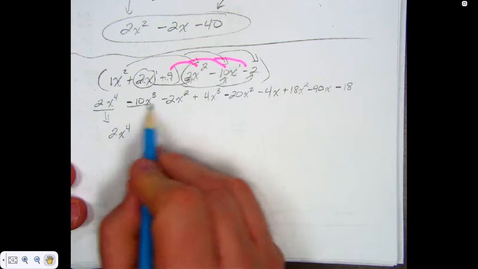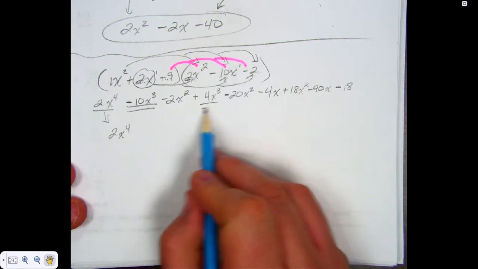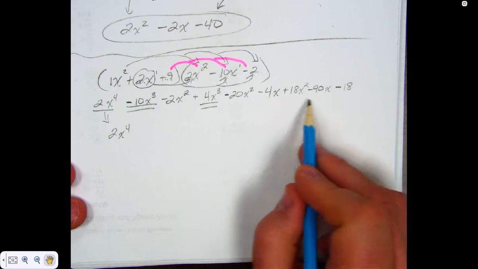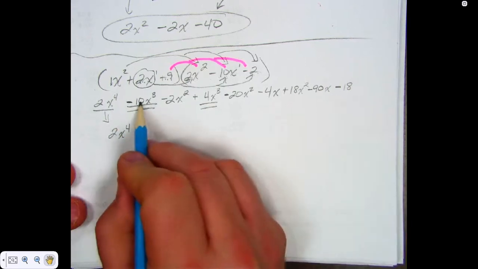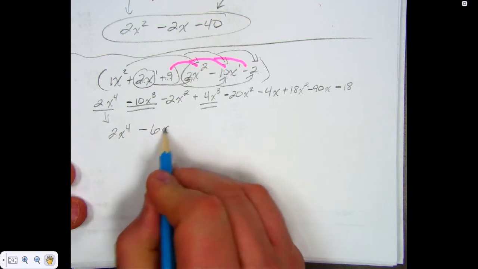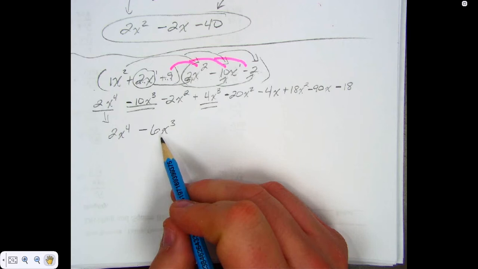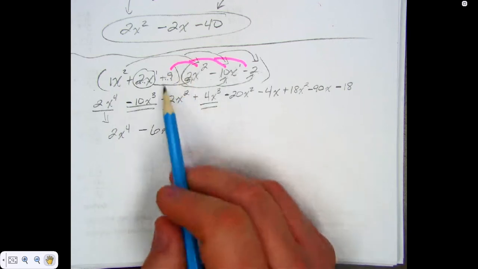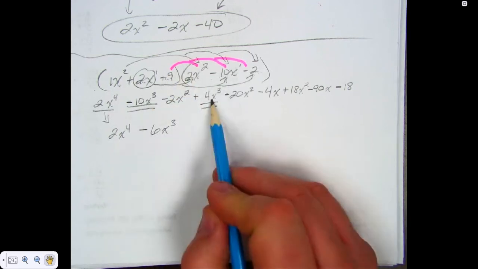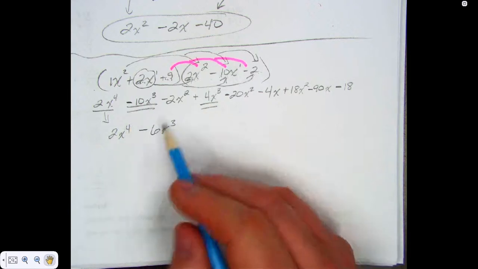My next one, x to the 3rd. Are there any other x to the 3rd terms? Right here. Any others? No. I've got negative 10x to the 3rd and positive 4x to the 3rd. What do I have left? Right. Remember, now we're adding, so this doesn't become x to the 6th, does it? When I was multiplying, if I multiplied x to the 3rd times x to the 3rd, that'd be different, wouldn't it? But here I'm adding, so they just stay x to the 3rd terms.